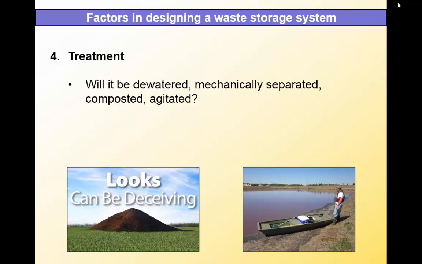There might be treatment. It might have to be dewatered, mechanically separated, composted, agitated. Dairy farm lagoons, a good example of agitation. When they go into a dairy farm lagoon, they're going to agitate it to pull those solids up off the bottom. They don't just want the liquid. So you'd agitate and mix it. Dewatered might be something you have to do if you're sending it through specific systems. Mechanically separated, I don't see too much. Composting is something that we might do with poultry litter.